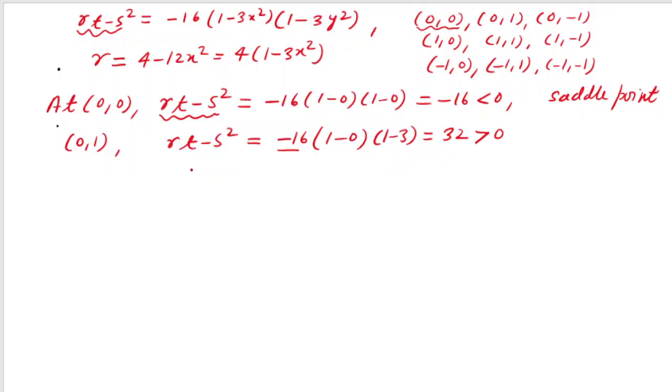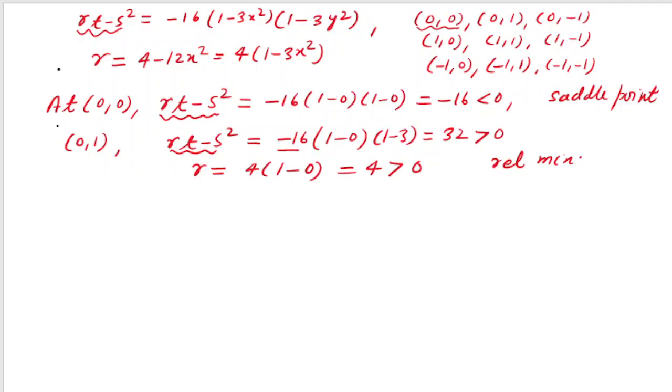So we also have to look at the value of R. So R will be what? R will be 4 into 1 minus 3x square. So x is 0. So if I write x square, I will get 3 into 0 square, 0. So that I will get 4. So this is also greater than 0. So 0, comma 1 is a point of relative minimum, because rt minus s square is greater than 0 and R is also greater than 0.